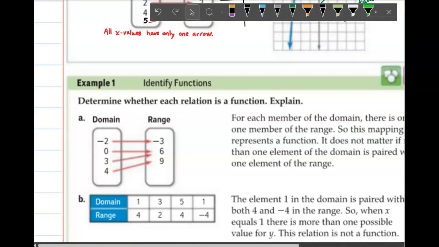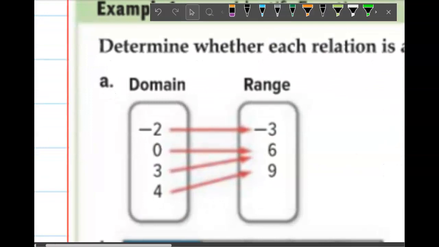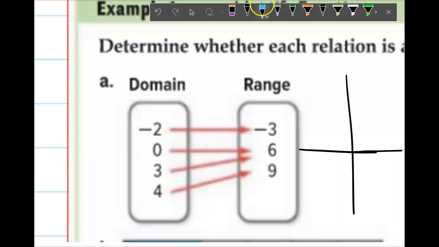So on the first one here, ignoring the explanation that's written on your notes, if we just look at this and quickly sketch these ordered pairs, -2, -3, doesn't have to be perfect, we're just getting a sketch, 0, 6, 3, 6, and 4, 9. You can see that those blue dots never land one right on top of the other, and they pass the vertical line test. So we would say, yes, that is a function.